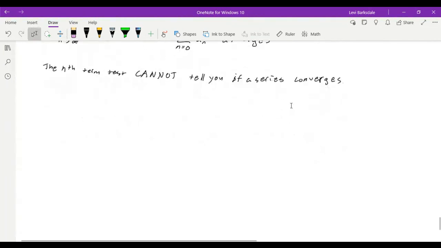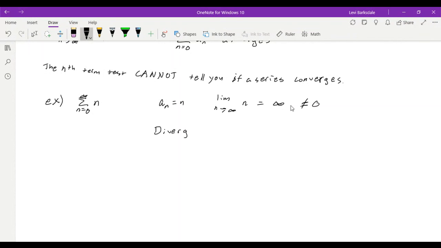So let's go ahead and do 2 quick examples using the nth term test, and then we'll call it done. Our first example is going to be this fairly simple series. Well, a sub n is equal to n, and we know that the limit as n goes to infinity of n is infinity. And infinity is not equal to 0, so we would say that our series diverges by the nth term test.